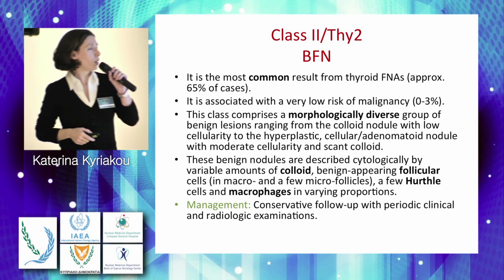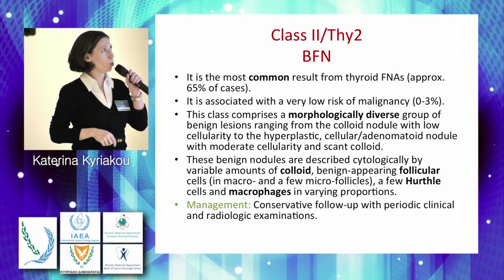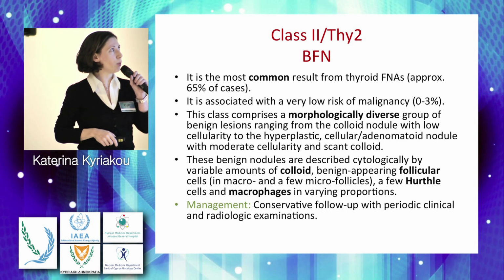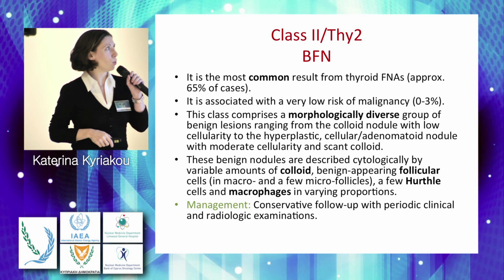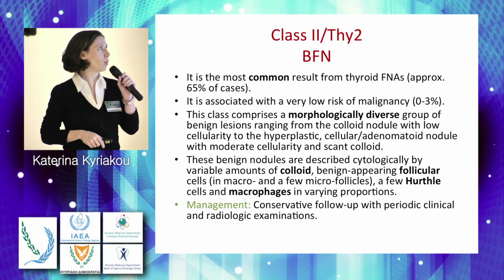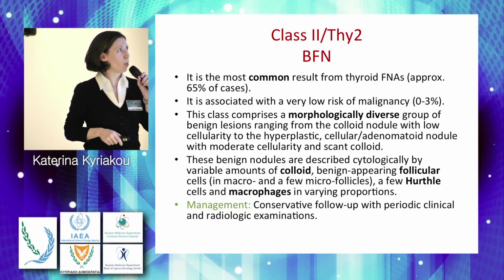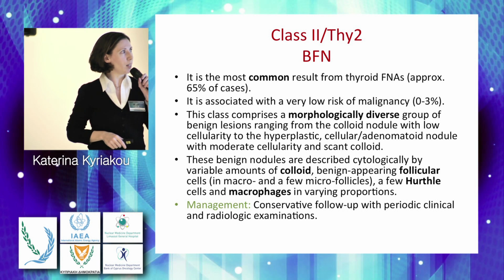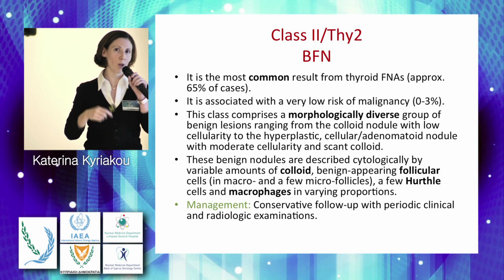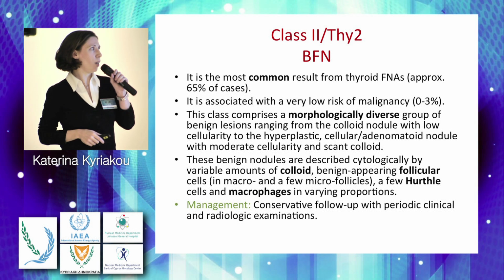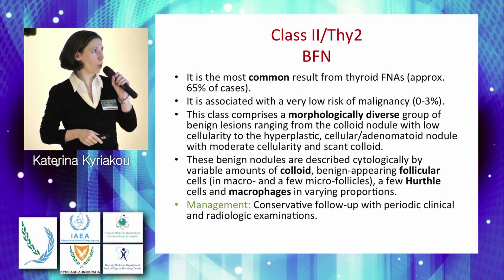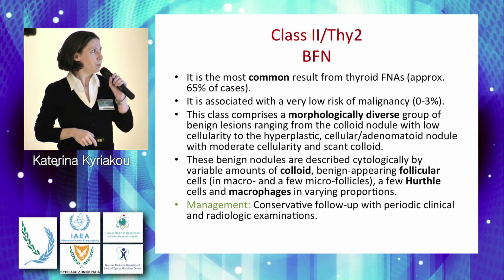The second class is class 2 of the Bethesda or Thy 2 of the British Thyroid Association system. It is the benign follicular nodule, and this is the most common result from thyroid FNAs. It's seen in approximately 65% of cases, and it is associated with a very low risk of malignancy, 0 to 3%. And it comprises a morphologically diverse group of benign lesions ranging from the colloid nodule, which has scant cellularity and abundant colloid, to the hyperplastic adenomatoid nodule with high cellularity and scant colloid.